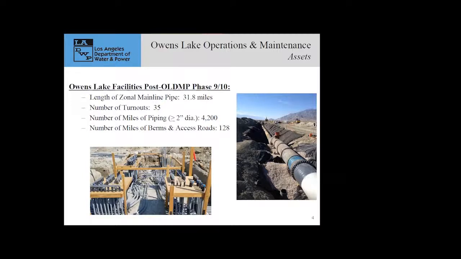And as Jaime mentioned, in our farm, which is the managed veg areas T5 through T8, we have 3,600 miles of subsurface drip tube irrigation. In terms of berms, as Jaime mentioned, we have about 128 miles of berm roads.